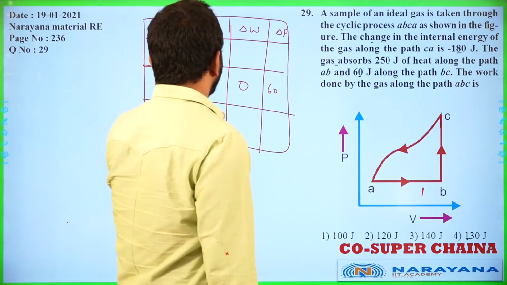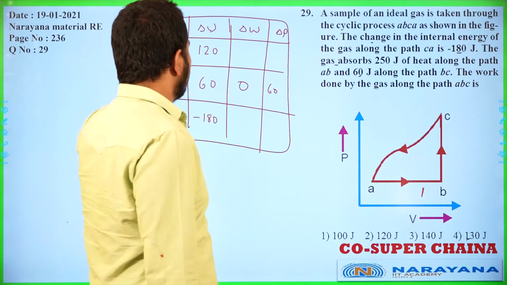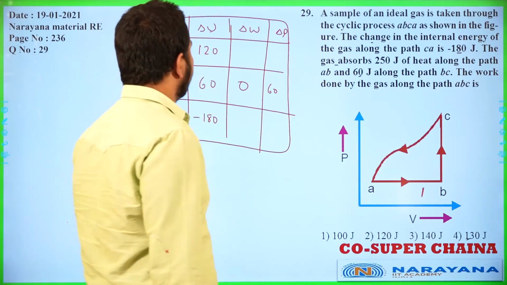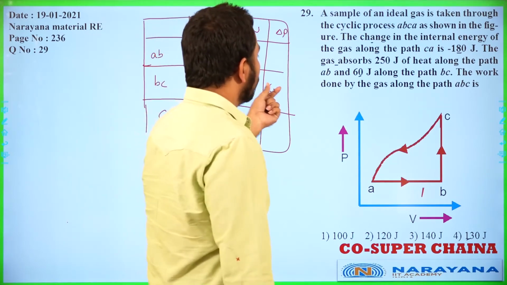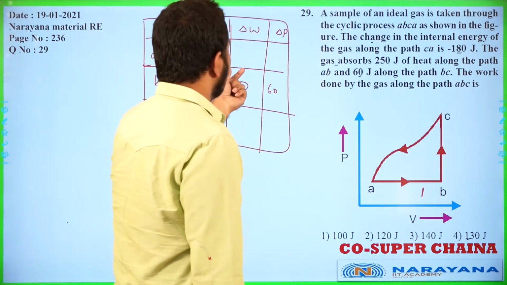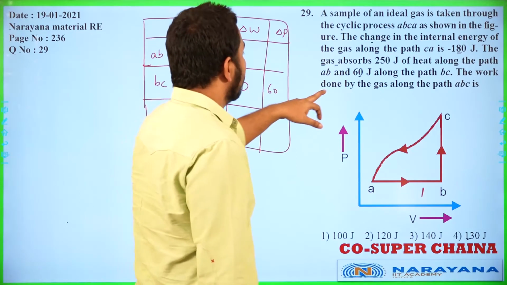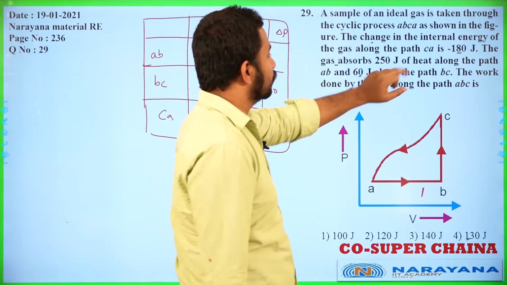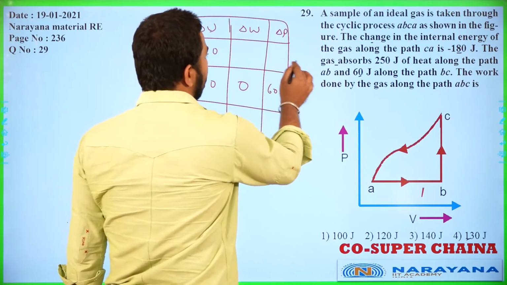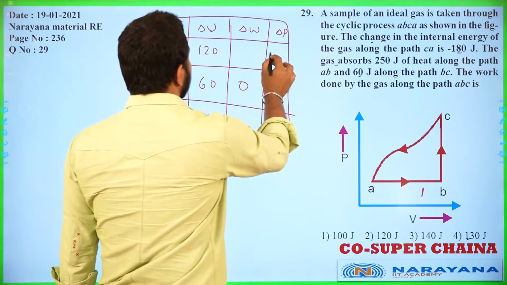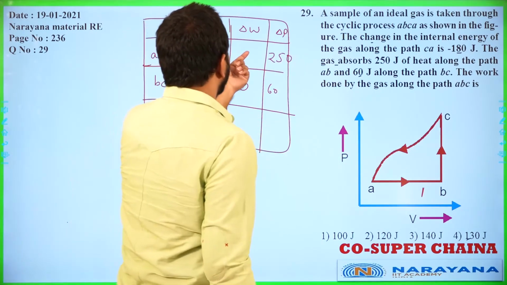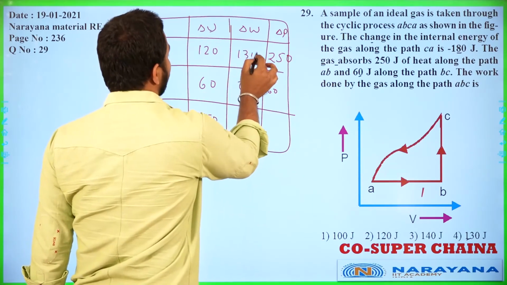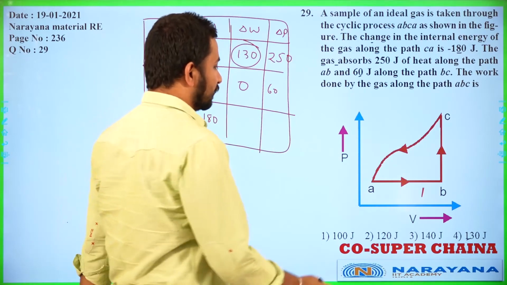Okay, the net internal energy for the whole cycle will be zero, and the work done is 120 here. Now you have to calculate the heat. What is given is that the gas absorbed 250 joule of heat along the path AB. So we apply the first law of thermodynamics, delta Q is equal to delta U plus delta W. This will be coming as 130, and that will be the required answer for this question.